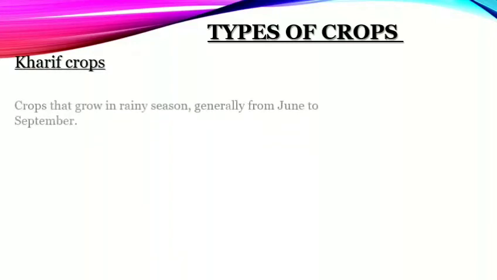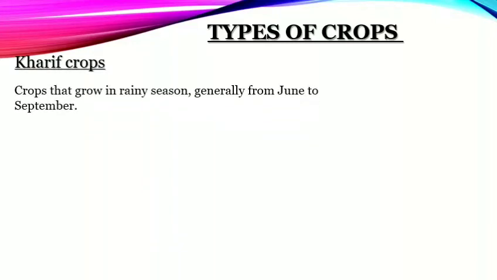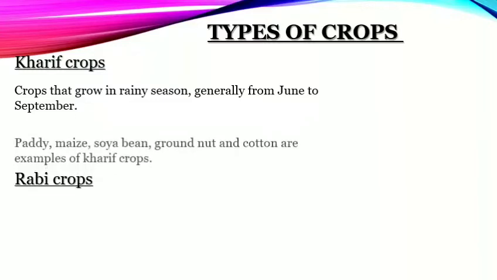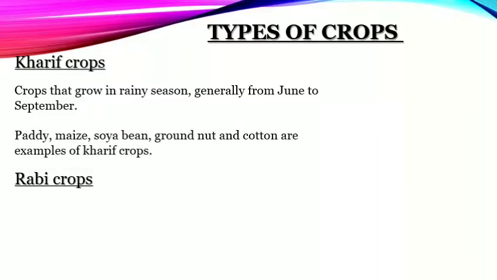According to our needs, we have to select different crops in different seasons to enhance production. So we should know about the types of crops. There are two different types, kharif crops and rabi crops. Kharif crops grow in rainy season, generally from June to September. Paddy, maize, soybean, groundnut, and cotton are examples of kharif crops.